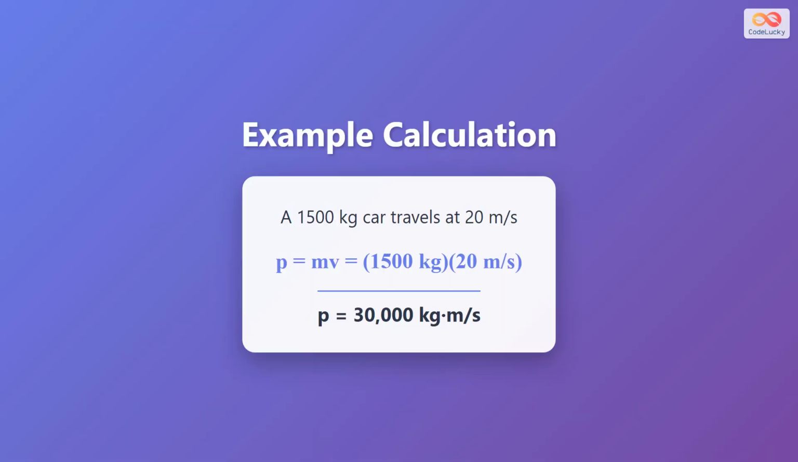Let's work through an example. Imagine a car with a mass of 1,500 kilograms traveling at 20 meters per second. To find its momentum, we use the formula P equals mv. We multiply 1,500 kilograms by 20 meters per second, which gives us 30,000 kilogram meters per second. That's the car's momentum.